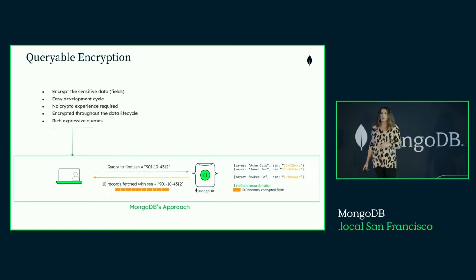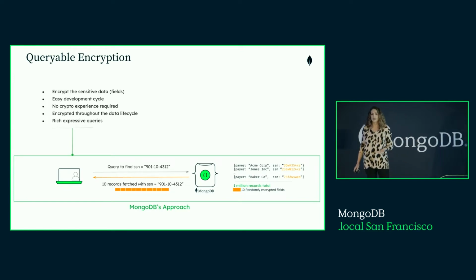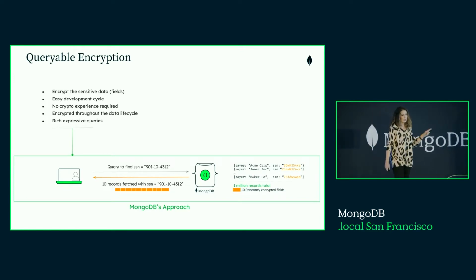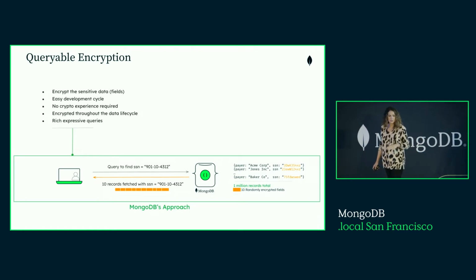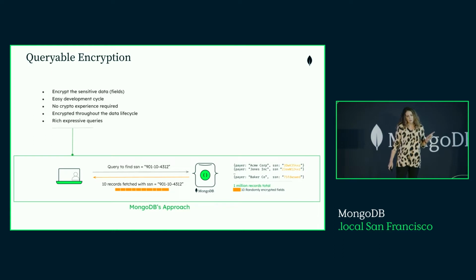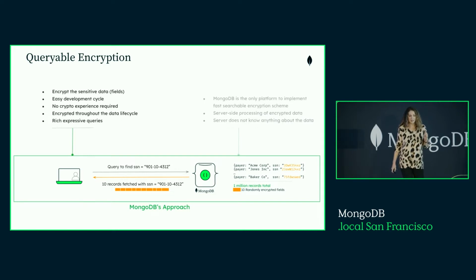You also don't have to worry about taking a large menu of crypto primitives and figuring out how to apply those in the right order. And the rich expressive queries. So what do I mean by rich expressive? Equality matches, range, prefix, suffix, and substring. So betweens, greater than, less than, equal to, begins with, ends with, and contains. So you can see the query here. It's looking for a 901-10-4312. The server is actually able to process that fully encrypted data.